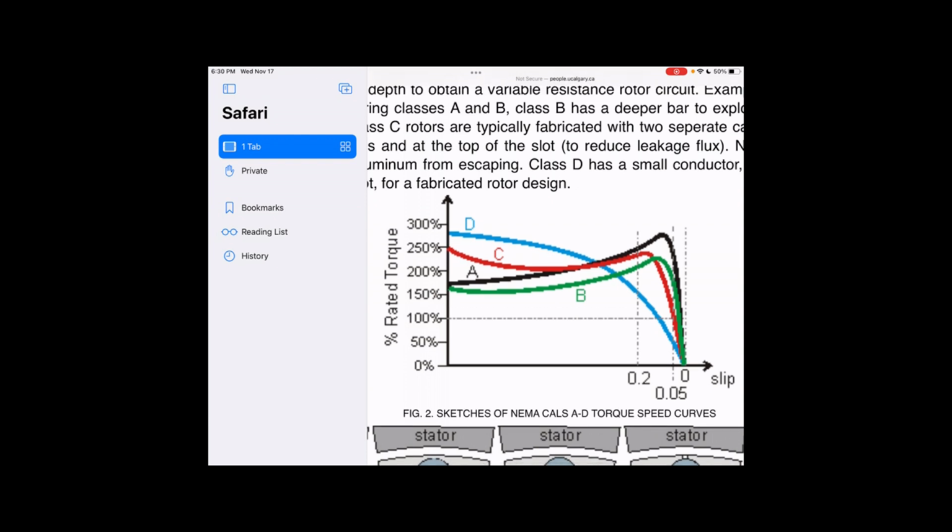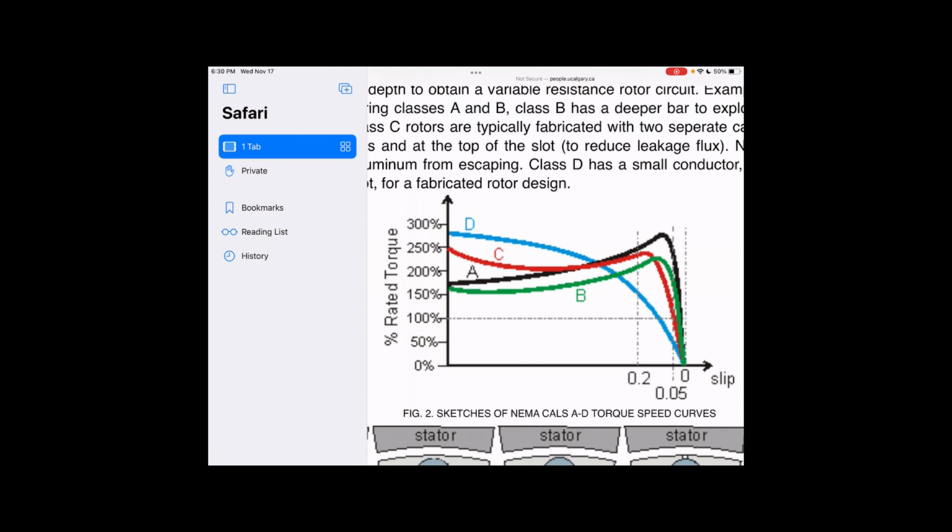For class C, for example, as you can see here, it will have a much higher starting torque. Look at the intersection between the torque speed curve and the vertical axis. That is your starting torque, like you've seen here. So class D has a very high starting torque, and so does class C, compared to classes A and B. Okay, guys? For class C, your starting torque is almost higher than the pull-out torque. That's not the case for class A, the black one, where the pull-out torque is higher than the starting torque.